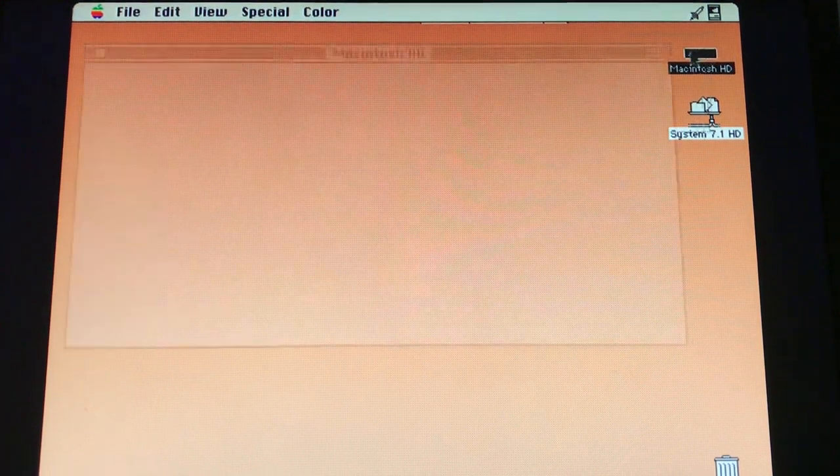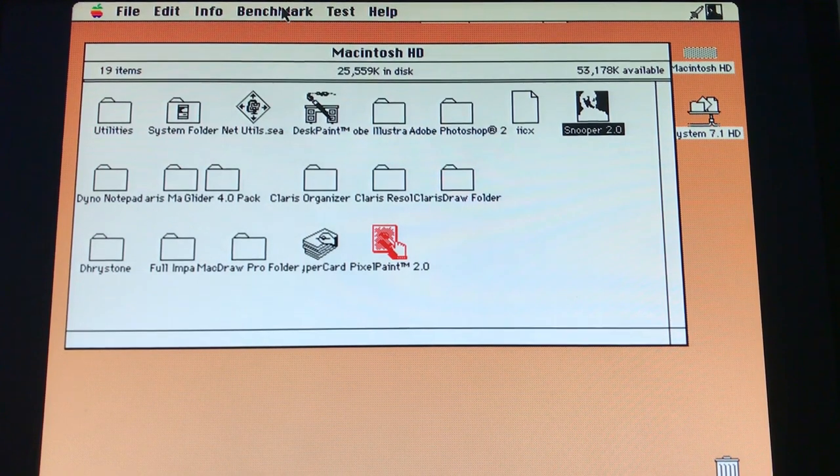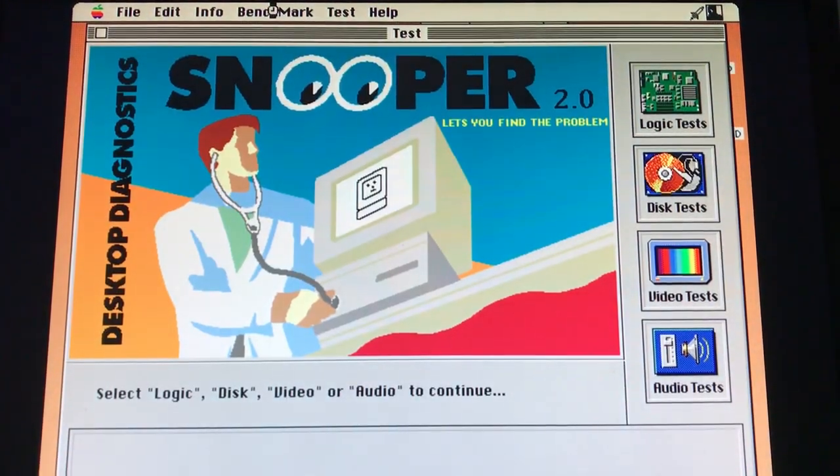That's classic macOS for you. We'll just fire up Snooper again. Hopefully you don't get a bomb error. Okay, everything's okay. I think. Yep.